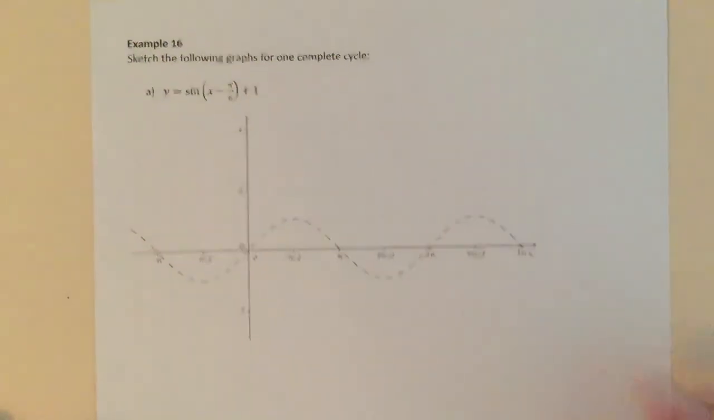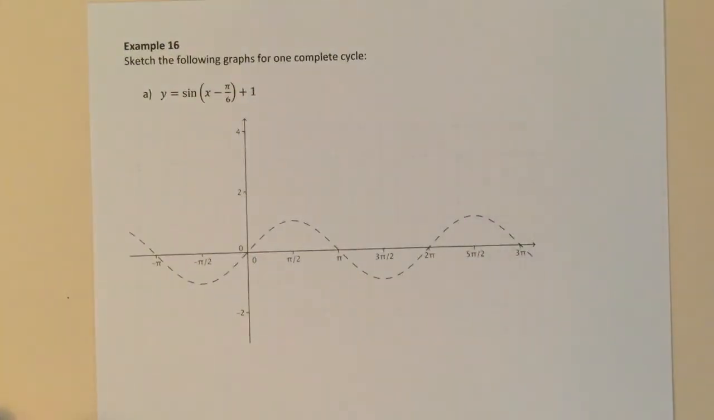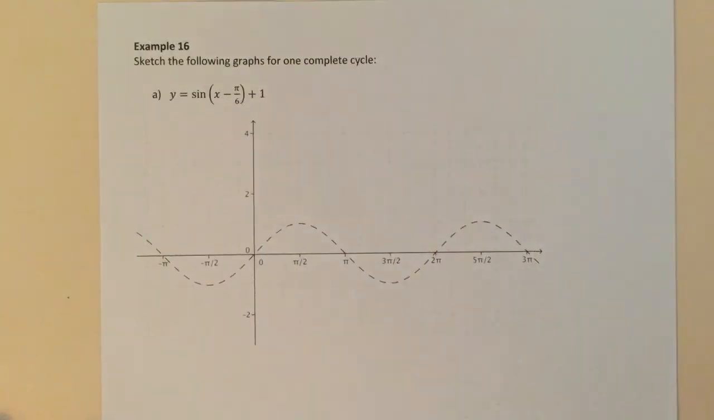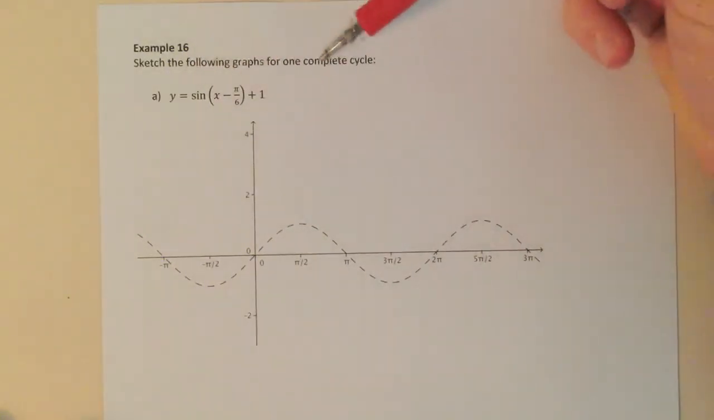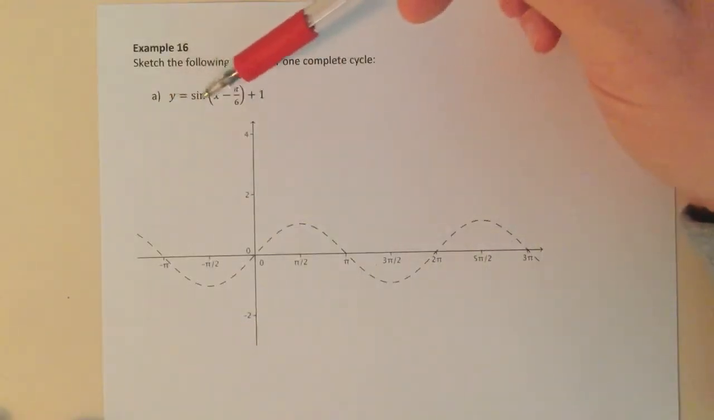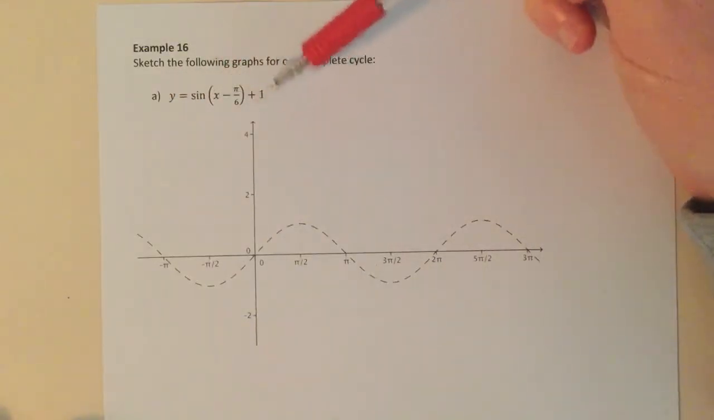Hello again, Methods students. So a couple more sine and cosine graphs with some translations to practice on. This one's example 16. The rule that we're sketching, just for one complete cycle, is y equals sine of (x minus pi on 6) plus 1.